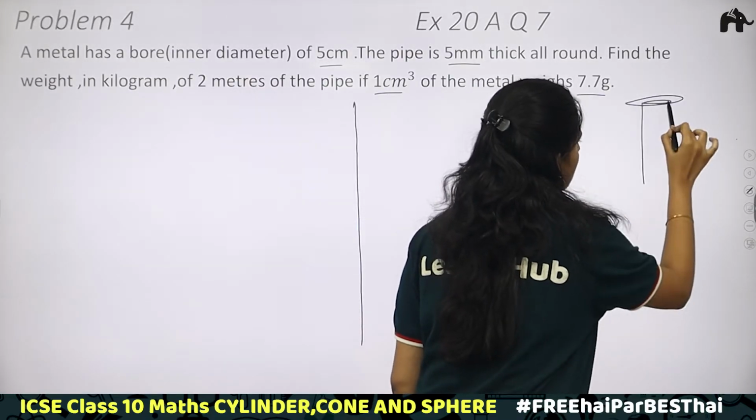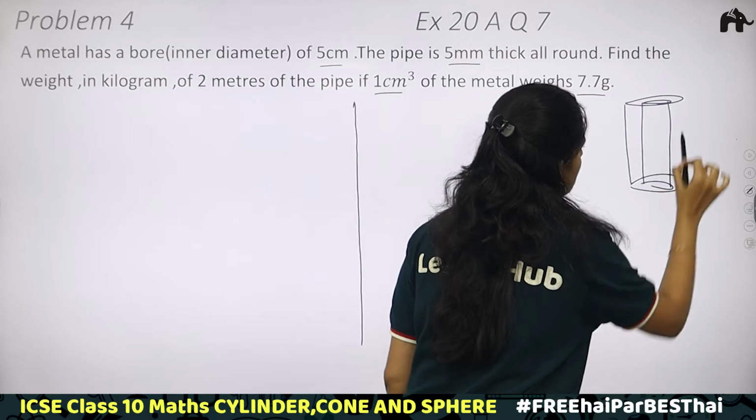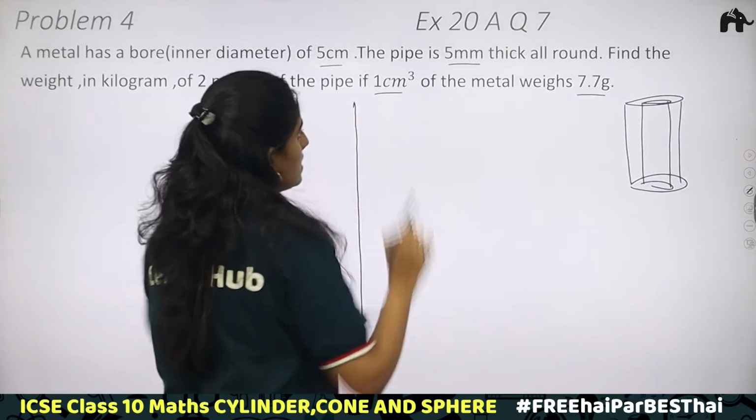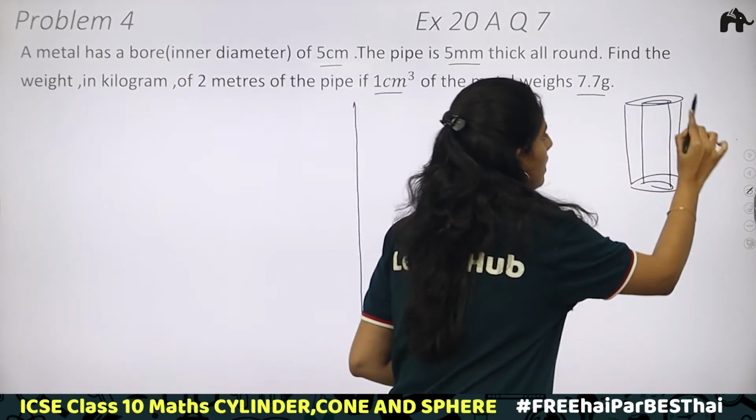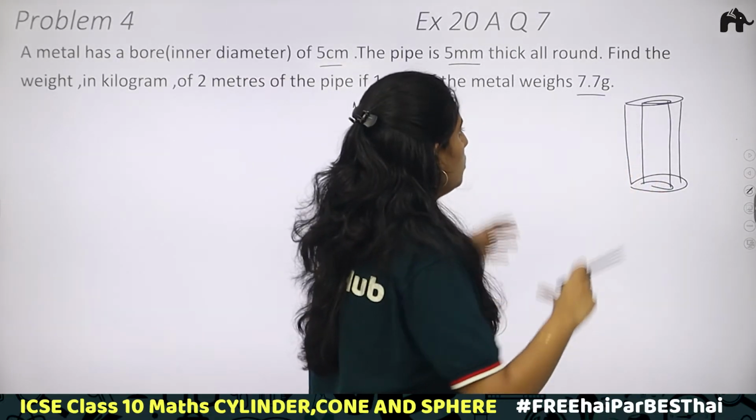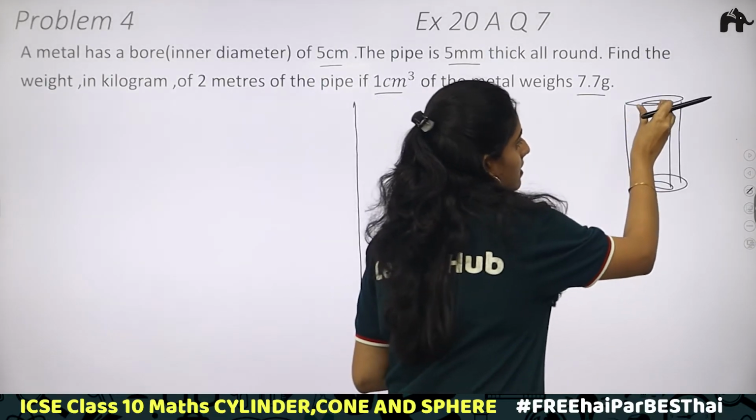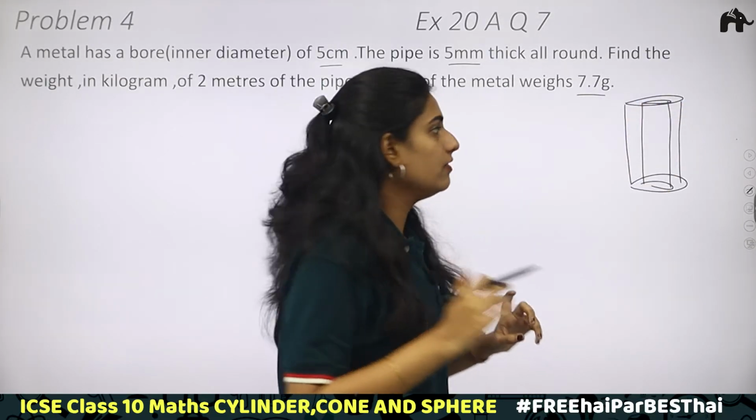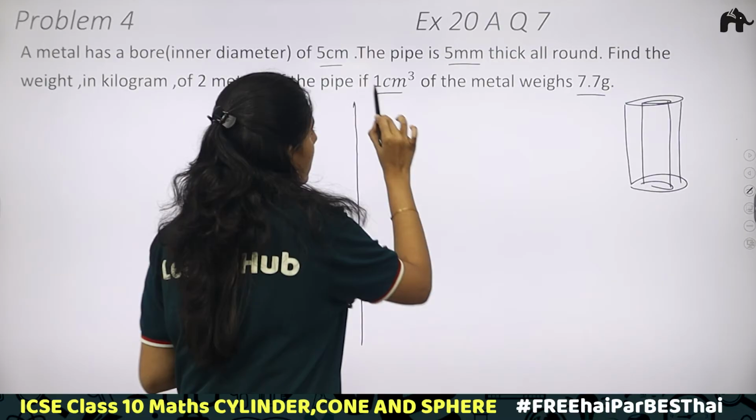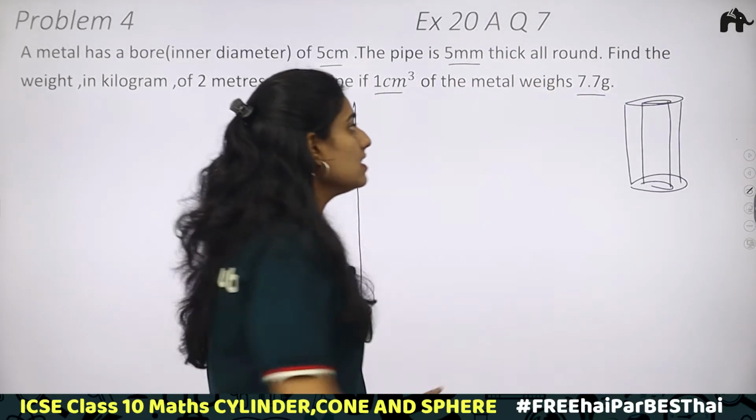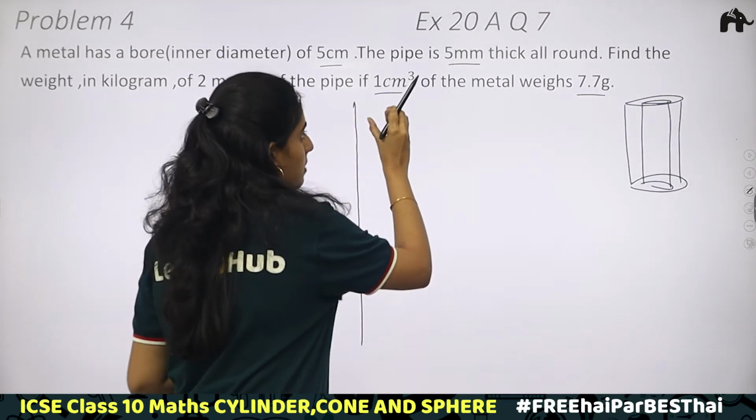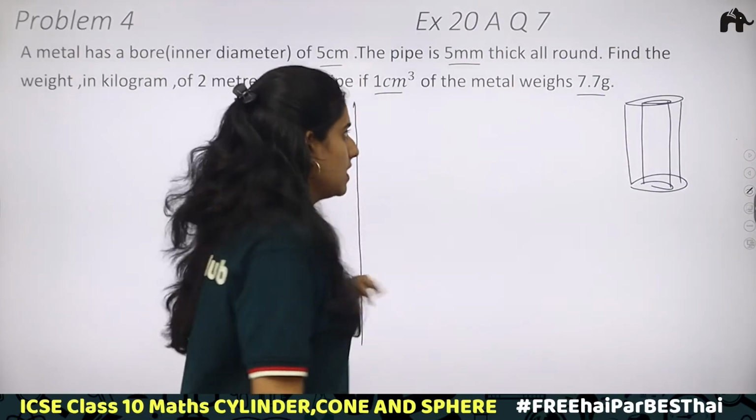Here we have the pipe. So this pipe has inner diameter which is given. Then the thickness is given. Thickness is 5 millimeters. You will also have an outer diameter or outer radius which can be determined. To get the volume, we have to subtract internal volume from the external volume. So separately we need external and internal volume. Once you subtract, you will be getting the volume of pipe. Given that 1 centimeter cube of the metal, the weight is 7.7 gram. So once you find the total volume, we can from this find the weight of the metal that is required.